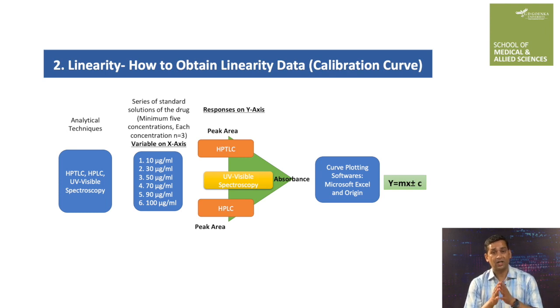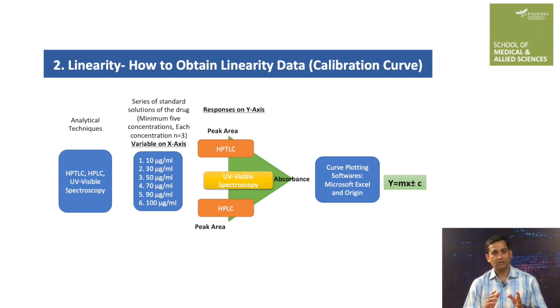As per ICH guideline, we need to prepare a minimum of 5 concentrations, and for each concentration we record the response 3 times and get the average of these responses. The type of response depends upon the analytical technique, for example, peak area or peak height in case of HPLC and HPTLC, and absorbance in case of UV visible spectroscopy.